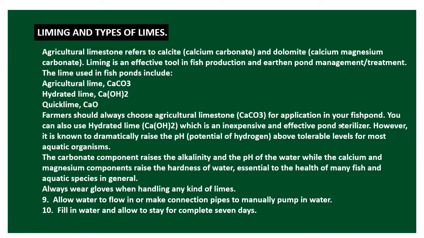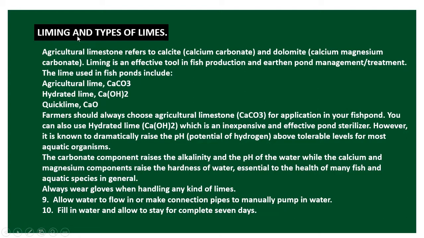Liming and types of limes. Agricultural limestone refers to calcite, which is calcium carbonate. That is agricultural limestone, which you use in liming your earthen pond. And liming is actually treating, that is, treating the earthen pond or disinfecting the earthen pond. What you use in doing this is agricultural limes, and that process is called liming.